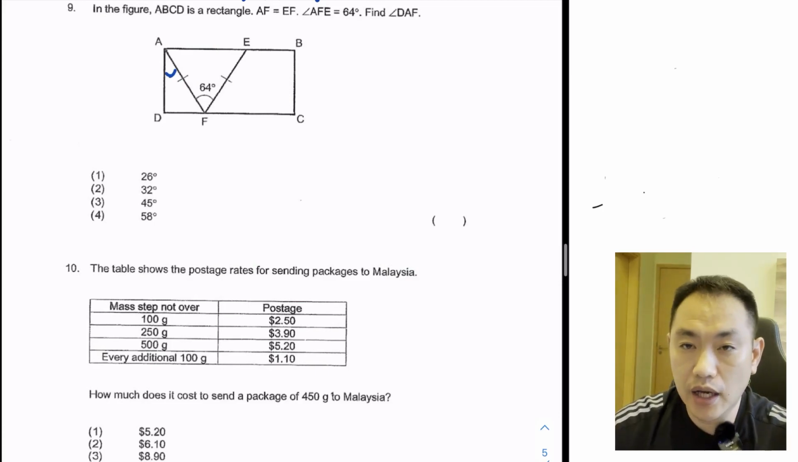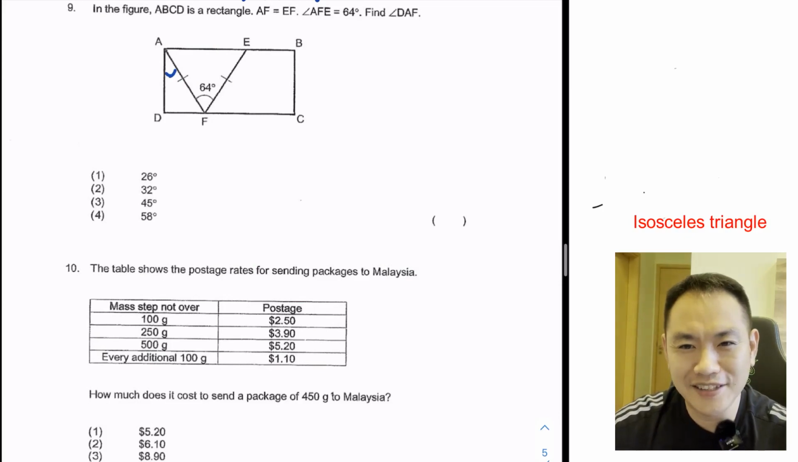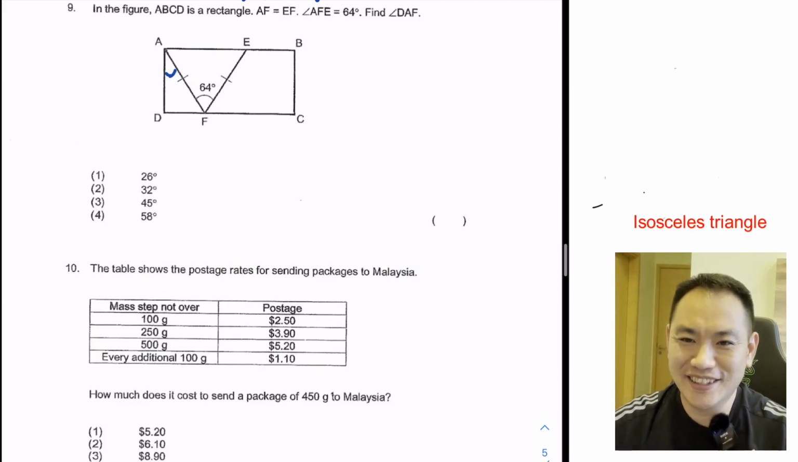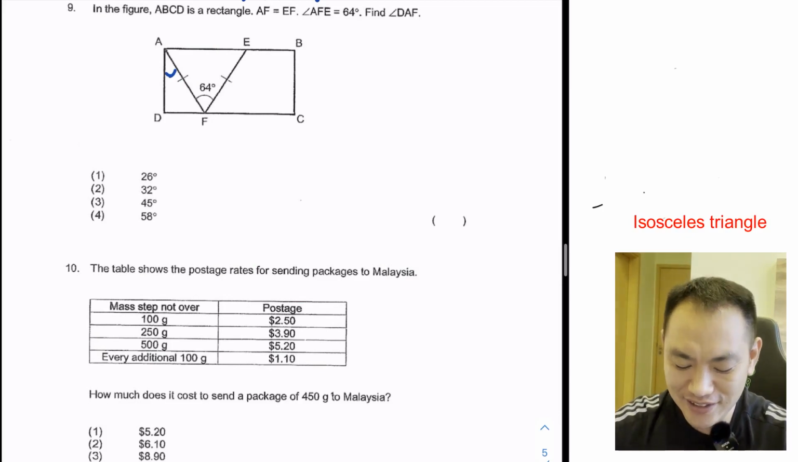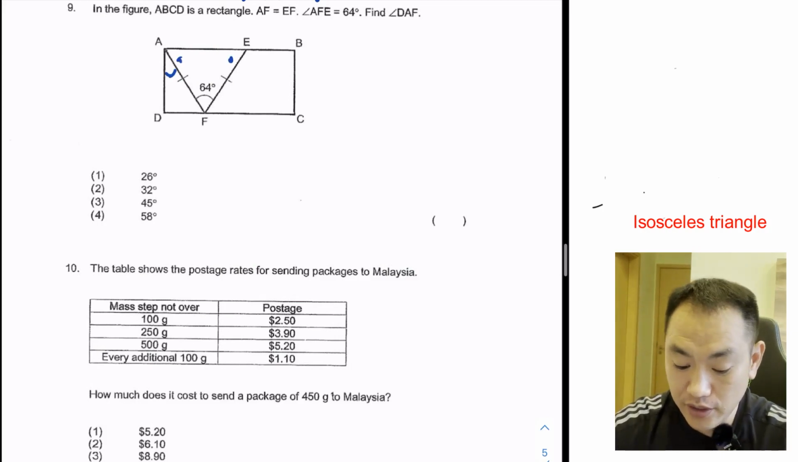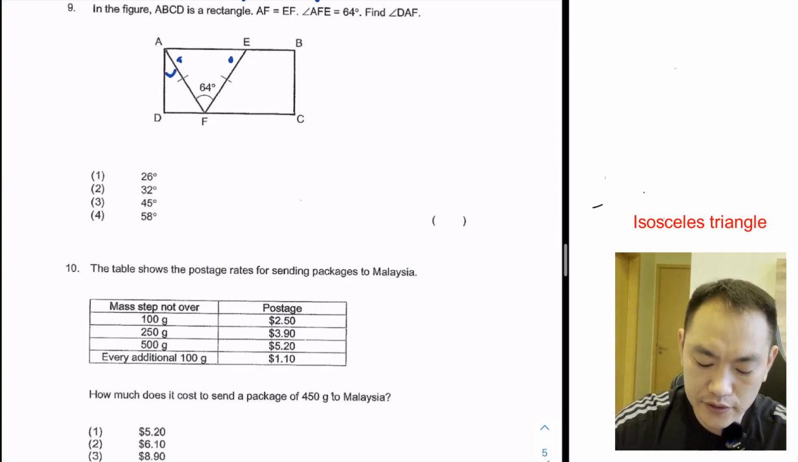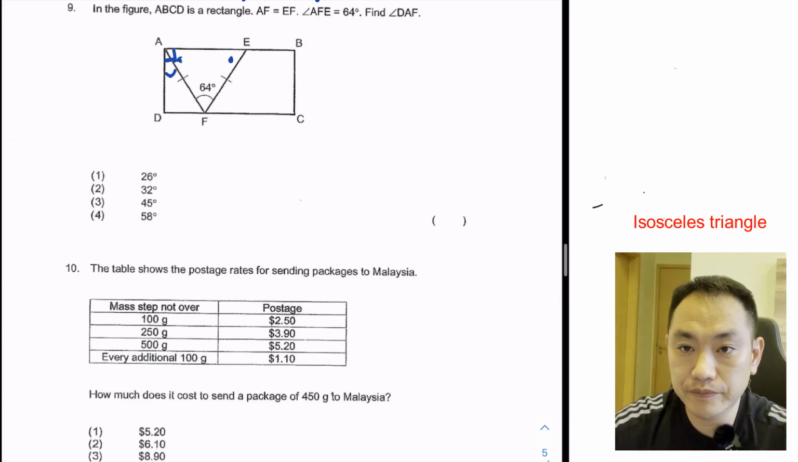So that means it's an isosceles triangle. I don't know how to pronounce that properly, but it's a basic triangle with two sides the same. When the two sides are the same, what does it tell you? It means the angles at this side and this side are the same. Also ABCD is a rectangle, which means this angle here is 90 degrees. These are the two most important clues for you.